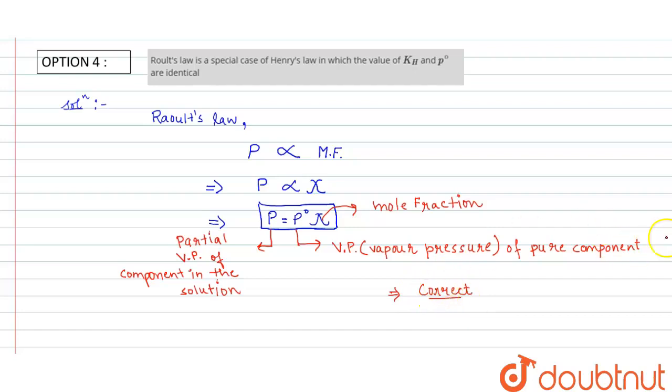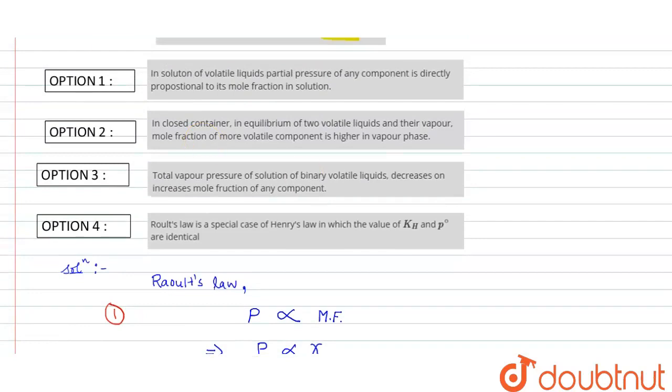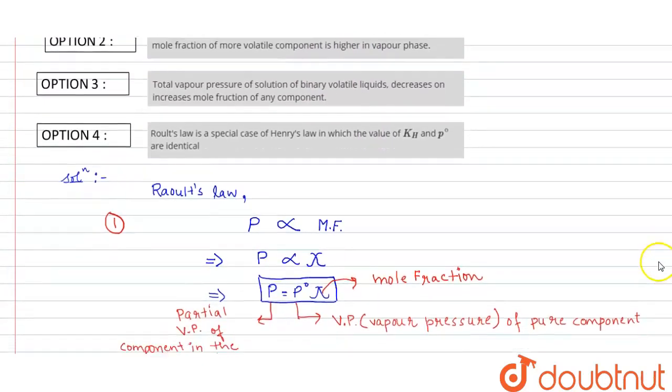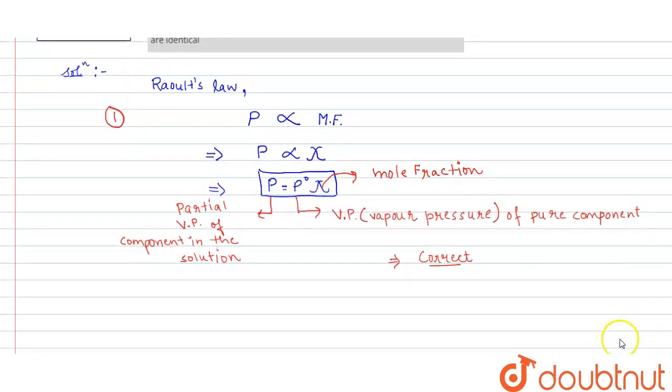Now let us have a look at option number 2, the second statement. This was all about option A. The statement B goes as: in a closed container in equilibrium of two volatile liquids and their vapor, the mole fraction of the more volatile component is higher in the vapor phase. Now, what is volatility? Volatility means the tendency of a compound to form vapors, to get converted into vapors easily.